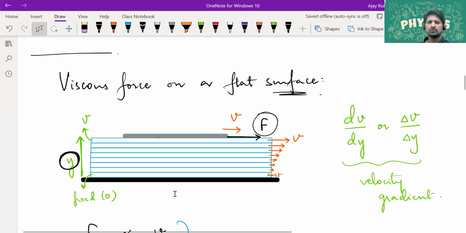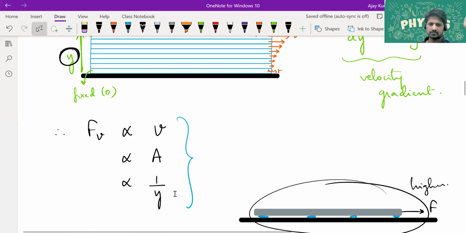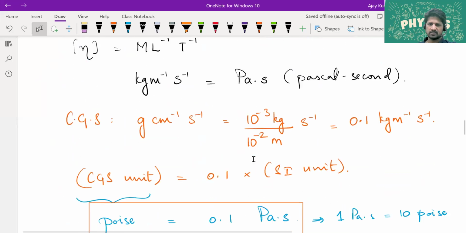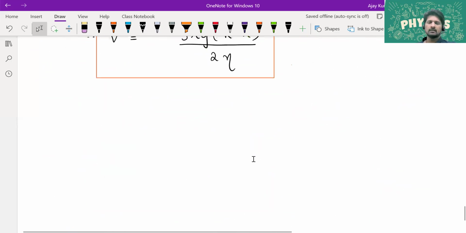Next, we talked about viscous force acting on a flat surface. The formula is eta A delta V by delta Y. Eta is the coefficient of viscosity of the fluid in contact with which the object is moving. A is the area of contact. Delta V is the relative speed between any two fluid layers. Delta Y is the separation between them. We discussed the SI unit and dimensional formula of the coefficient of viscosity, and then solved the problems.